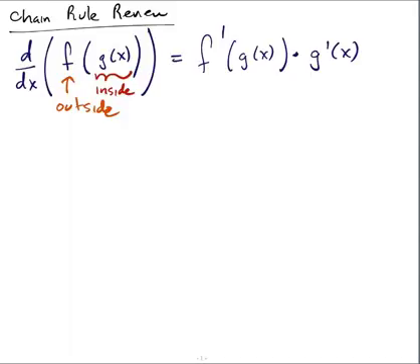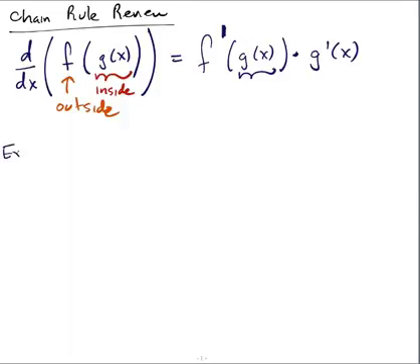Kind of the way you want to look at it is, notice you're getting the derivative first of the outside function, and notice how the inside stays the same, right? So whatever the inside part is, you're going to leave it in there, and then you multiply it times the derivative of that inside. Okay?